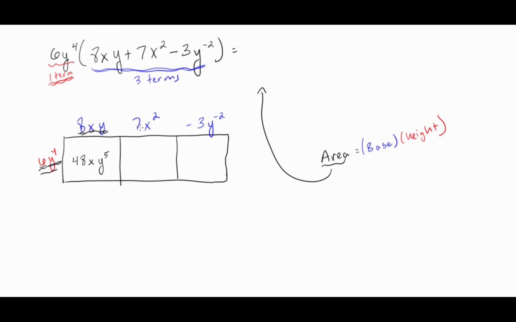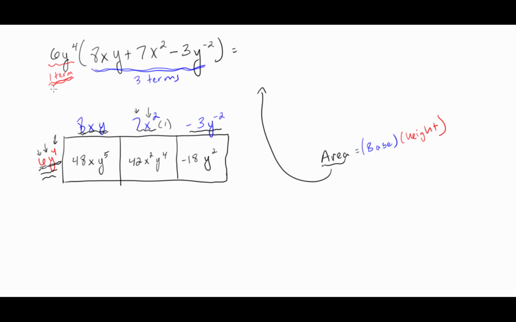So I'm going to multiply the 6y squared times the 7x squared. So 6 times 7 is 42. There is no base of x in the first term here, so I'm just going to multiply 1 times x squared. And then y to the 4th times, well, really that's like a 1 right there as well. So we get y to the 4th. The last term is the same basic way. I'm going to multiply the 6y to the 4th times the negative 3y to the negative 2.